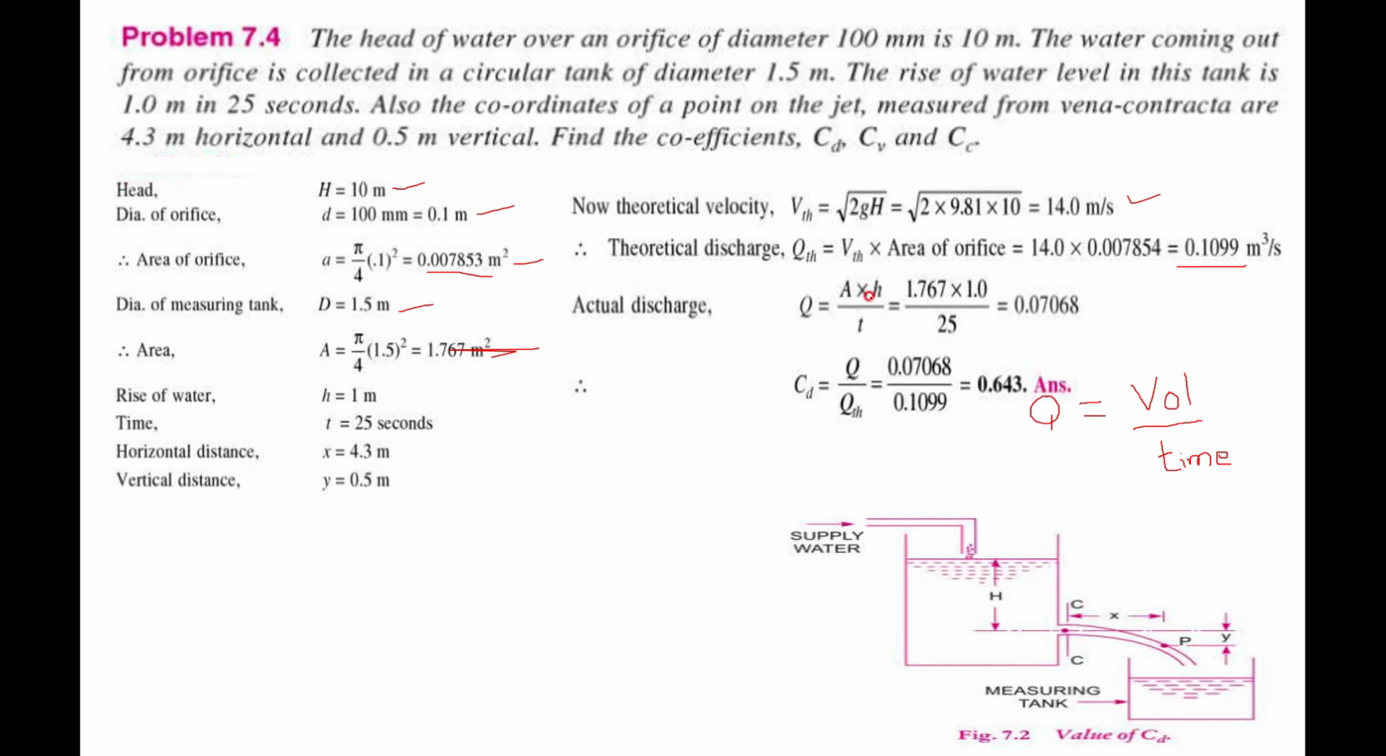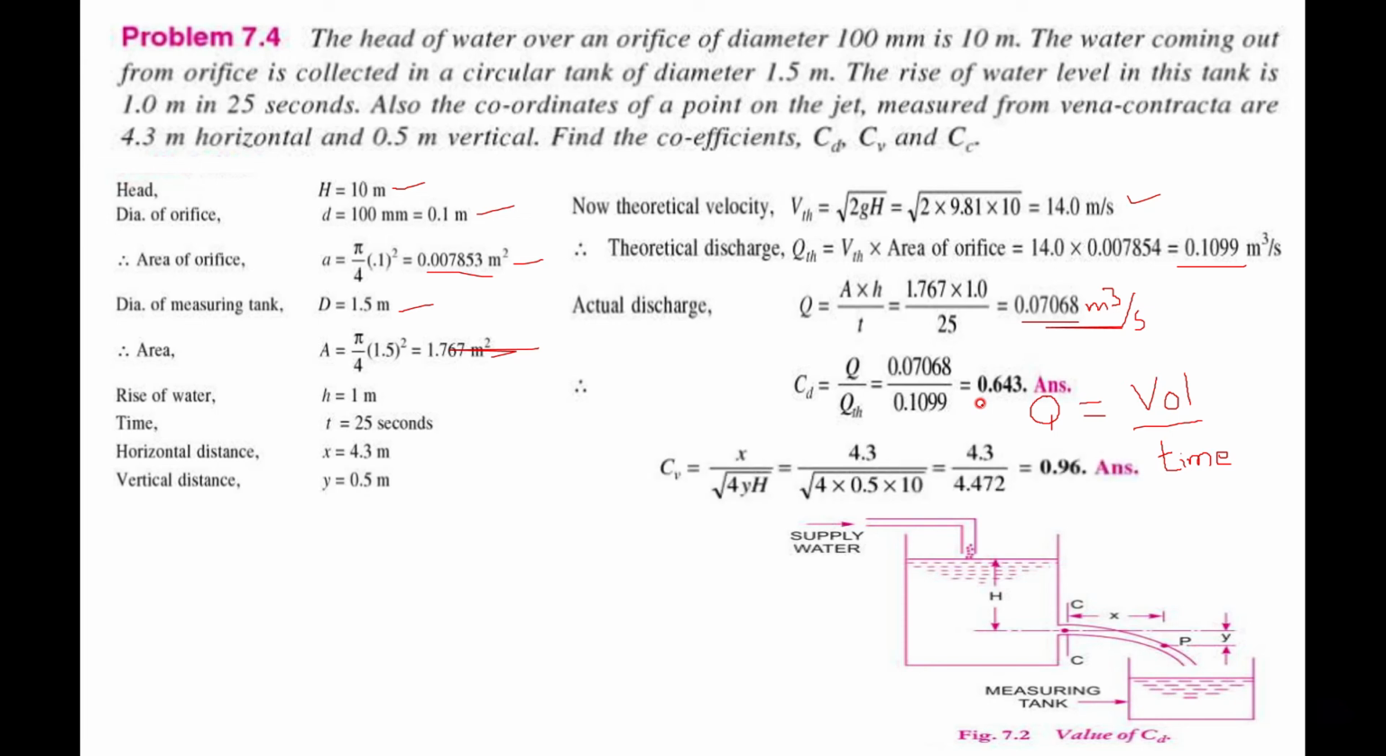Then the actual discharge, as I said, you have to calculate as volume by time, where volume is area into height. So the area of the tank multiplied by the height divided by time gives you the actual discharge, in meter cube per second. Then the value of CD can be easily calculated, that is CD equals Q actual by Q theoretical. Q actual is calculated, Q theoretical is calculated. Substitute here and you will get the CD value, 0.643.